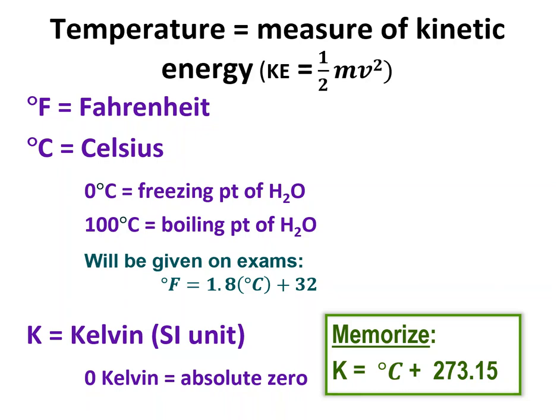You do need to memorize the conversion between Celsius and Kelvin. Kelvin is what we call an absolute temperature scale. The coldest possible temperature is when there is no kinetic energy, the particles have stopped moving, and that is at 0 Kelvin, so absolute zero, the lowest possible temperature. And this is the conversion for it.